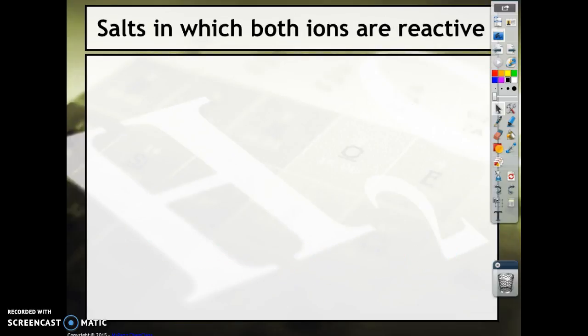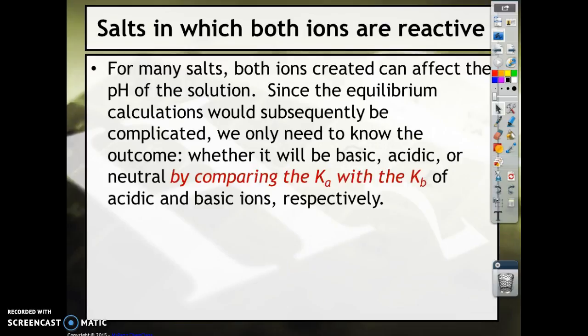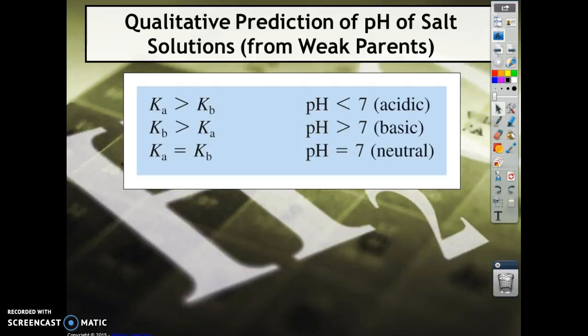So what about if we have a salt where both the ions are reactive? And that's for many salts. They can affect the pH of the solution. Since they'd be pretty complicated, all we need to know really is our outcome. So all we do is compare our Ka with our Kb and say which one's bigger. Whichever's bigger is going to have the larger effect on our solution. So this could be a multiple choice question where they ask you to compare the two.